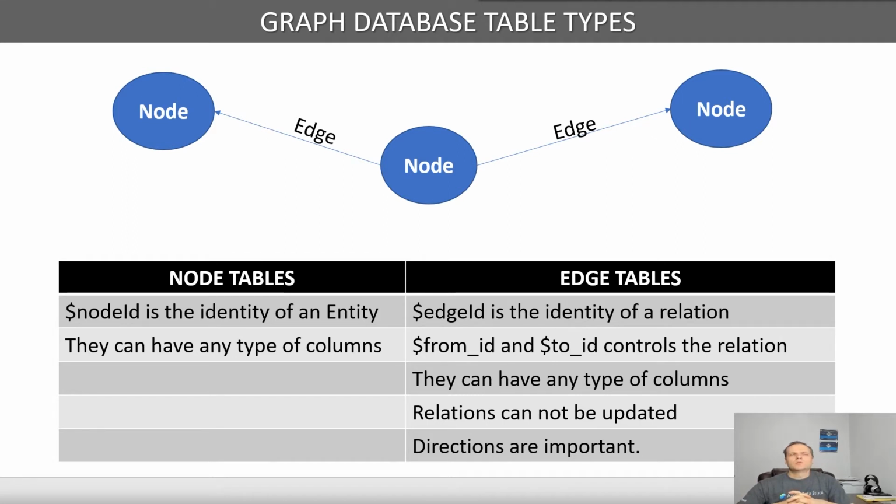Directions are important. What that really means is, in our example, we created a relation between Alec and Anna, and we say that Alec likes Anna. That does not mean that Anna likes Alec back. That is important, especially when you are querying the database. In graph database tables, the directions are going to be important, which I'm going to cover in a little bit. So on the top here, as you can see, we have node tables and we have edge tables.